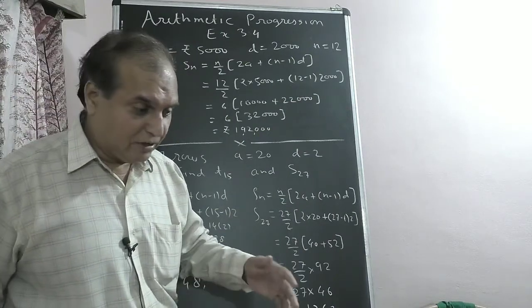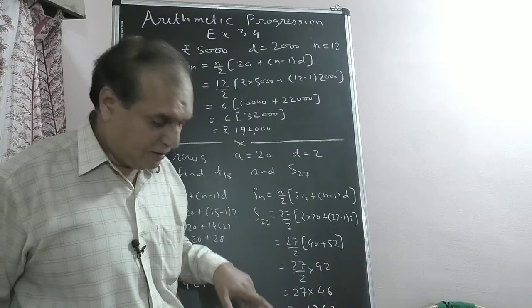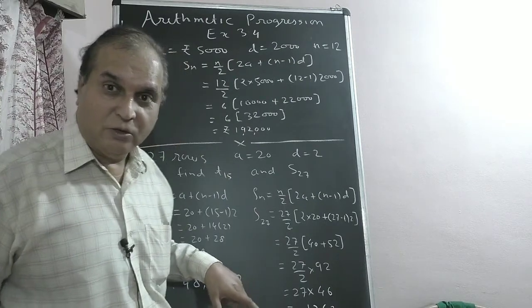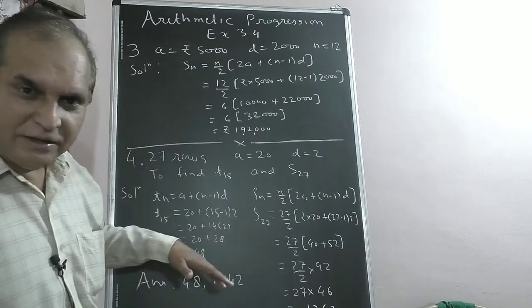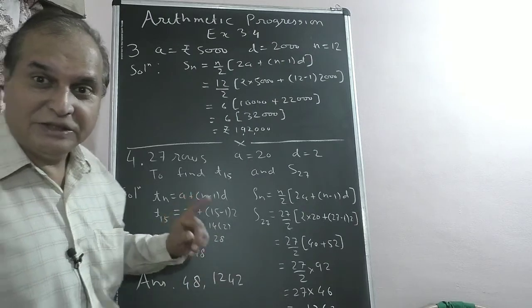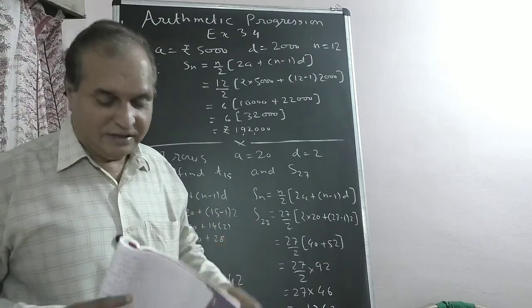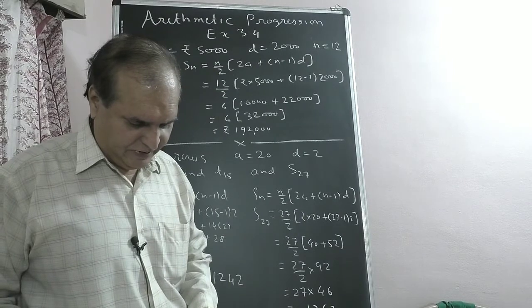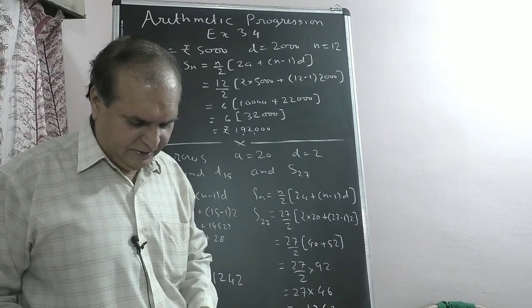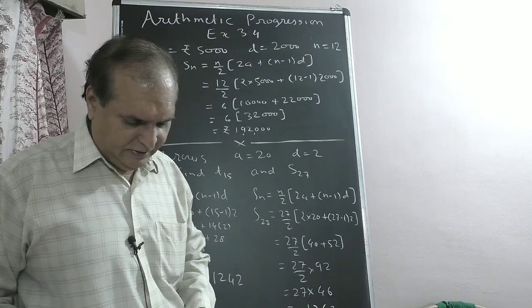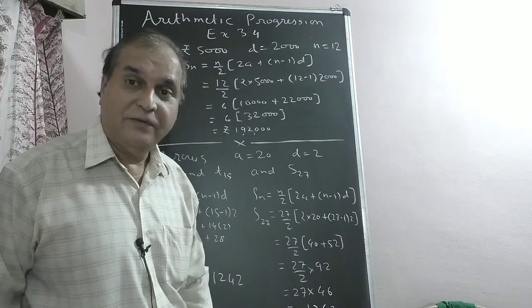22 seats in the second row. So first row 20, second row 22, increasing like this, 24. It means D is 2, A is 20. Understood? Okay. Then 30. Find the number of seats in the 15th row.